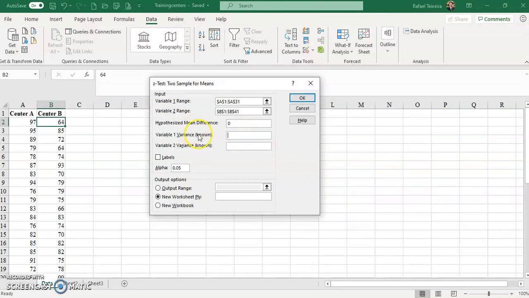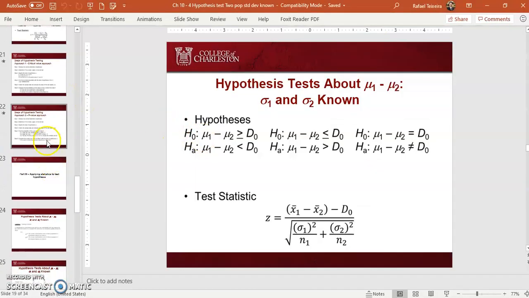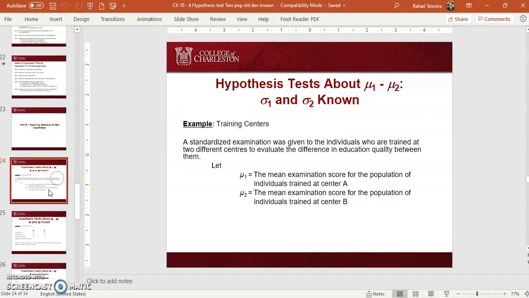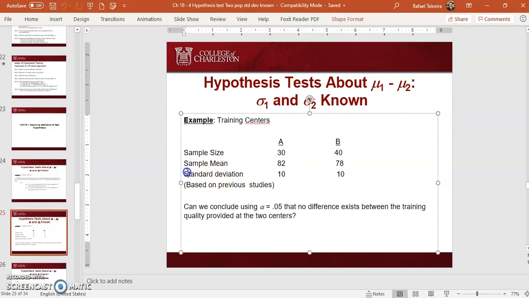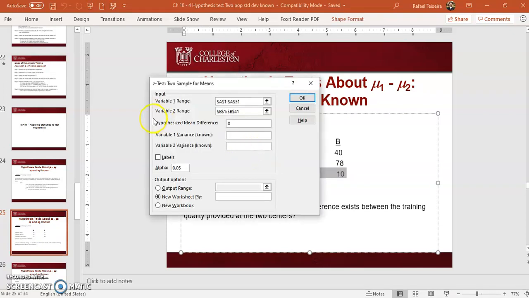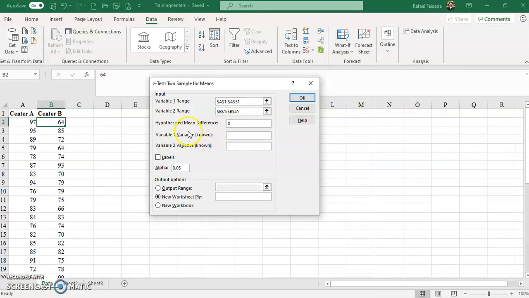What is the variance? Because it's known. I know because I am using a z-test, and the problem says that we know. So I go to the problem and I read the problem, and the problem says the standard deviation based on previous studies is 10. 10 is the standard deviation. What Excel is asking here is the variance, and I have the standard deviation.